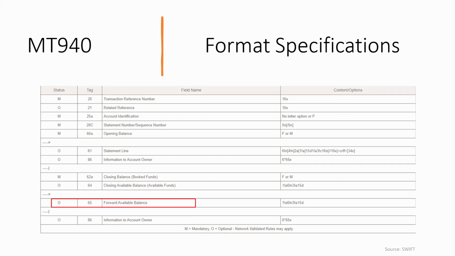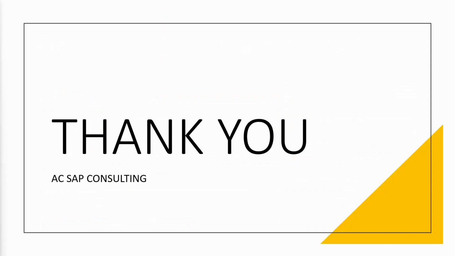Now going to the next tag, 65, which is forward available balance. If the bank wants to mention to the account holder what the available balance is at some forward date, then the bank will make use of this tag 65. As we can see in the status, tag 65 is optional. And also tag 86, again information to the account owner. If the bank wants to provide any other information in addition to the information with respect to any particular transaction to the account holder, then the bank will make use of this tag 86. This is also an optional tag. So this is about the different tags in the MT940 statement.